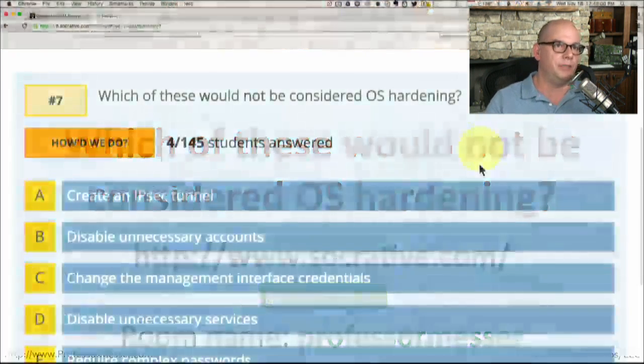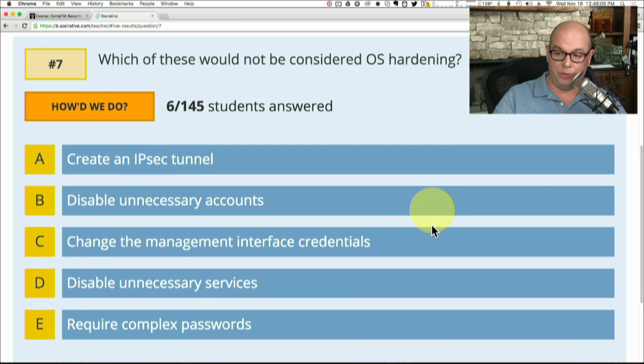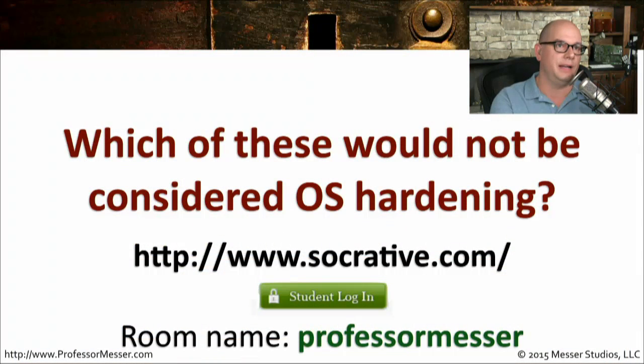I've got a number of options for you. Obviously, you have to know what OS hardening is, and then you need to be able to step through these. Would it be creating an IPsec tunnel, disabling unnecessary accounts, changing the management interface credentials, disabling unnecessary services, or requiring complex passwords? One of these would not be considered OS hardening. If you think you know the answer, go to Socrative.com, to the room named Professor Messer.